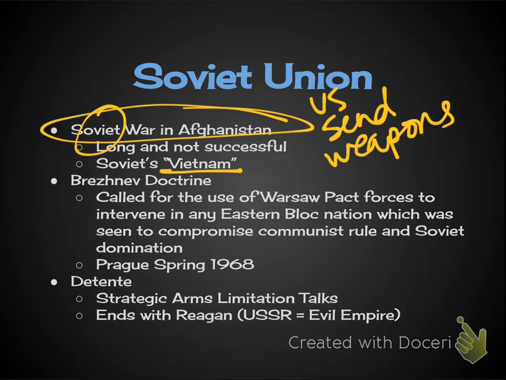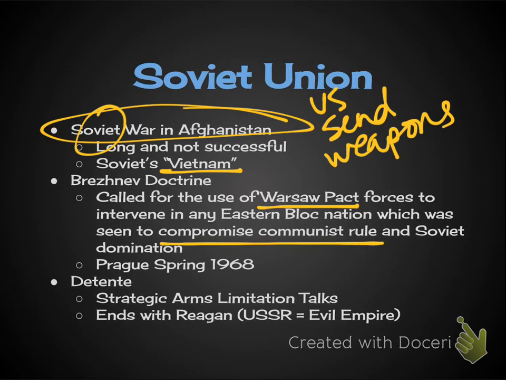Now, the Brezhnev Doctrine is basically the opposite of Truman's Doctrine, and it called for the use of the Warsaw Pact, that military alliance, anytime any countries in the Eastern Bloc, so we're looking at Eastern Europe, were maybe trying to think and not be communist. If anyone forces the Warsaw Pact to intervene in any Eastern Bloc nation which has seemed to compromise communist rule, let's say they're thinking about democracy, Brezhnev says we're coming in.